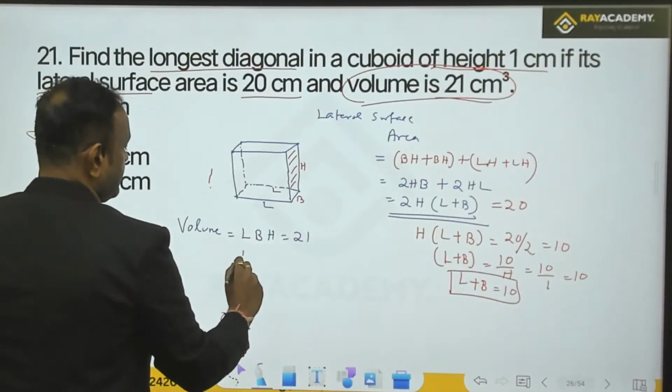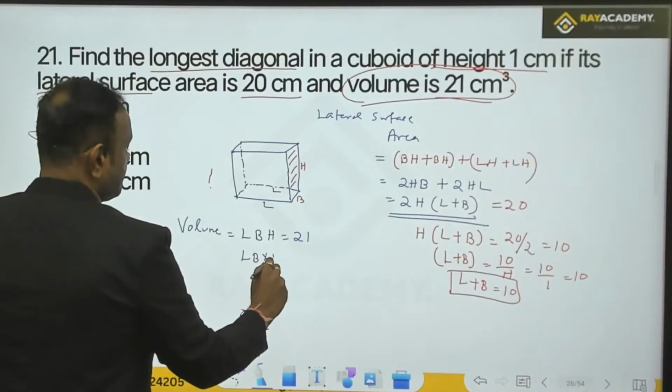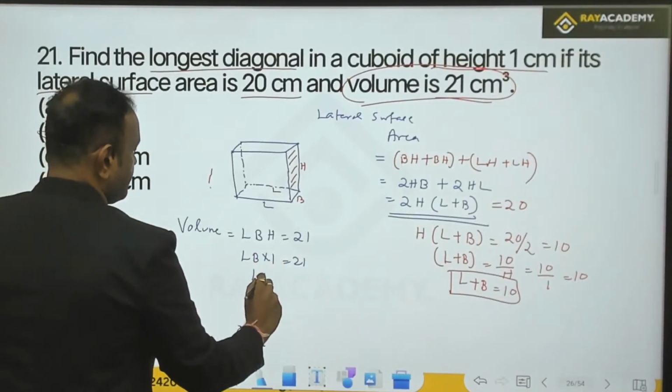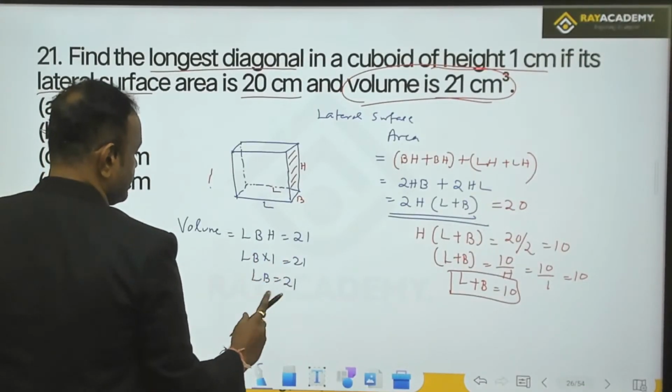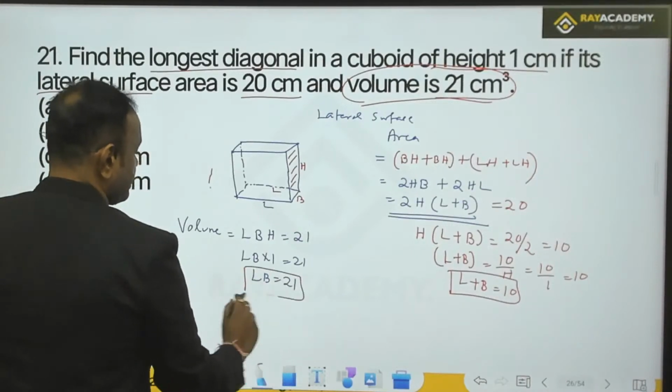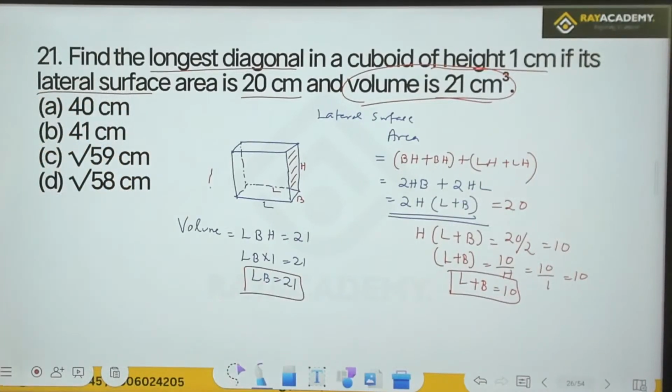So you can say LBH, H is 1, so that is 21. So LB equals 21. This is one more piece of data we could find. L plus B is 10, LB is 21. Now they are asking to find the longest diagonal in a cuboid.